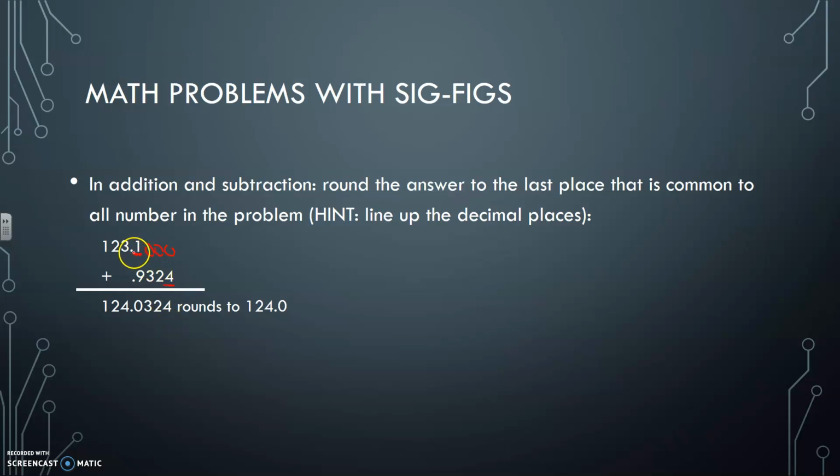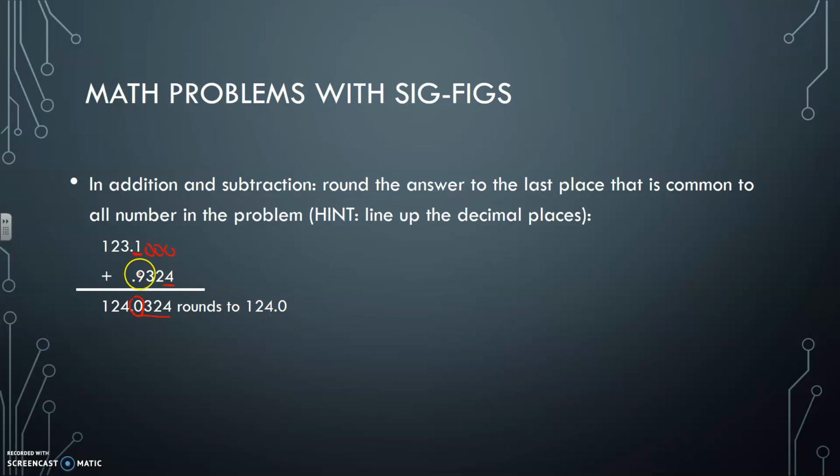Okay, now here, if we went ahead and added these two together and just recorded this number, all 4 of these decimals would be uncertain. And if you remember back to when we first started talking about sig figs, you only want one number in your entire number, one digit, to be uncertain. So in this case, that's this 0 right here. That one is uncertain. So this answer would round to 124.0.